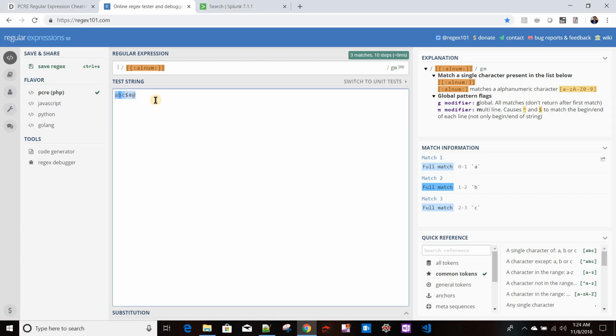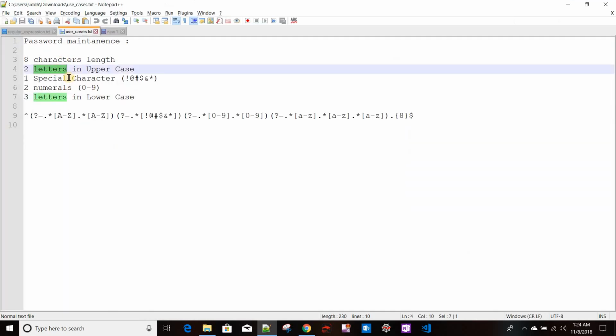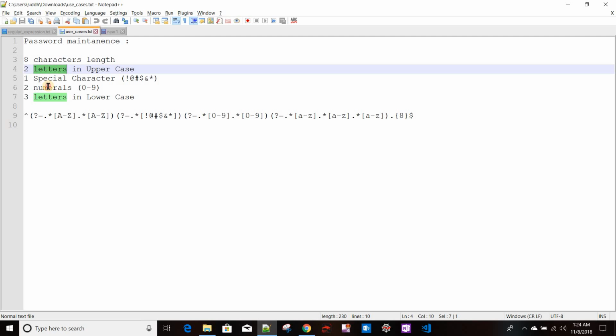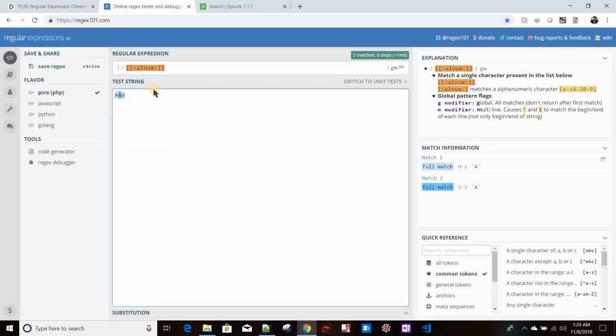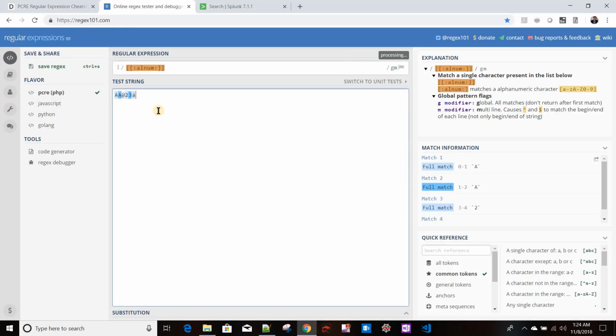Let's say I have a password something like this, AA. This has two uppercase letters, one special character, let's say the at sign, two numerals, let's say 2 3, and three lowercase letters, let's say abc. I'm just trying to build a perfect password. So the total length is 8, right? So this has to match.